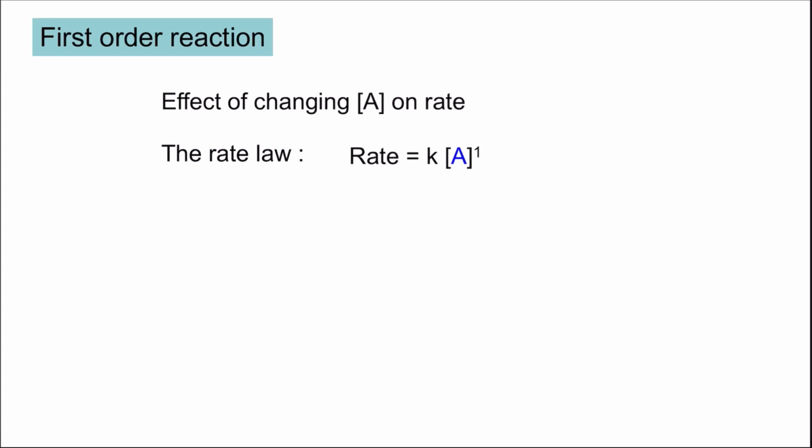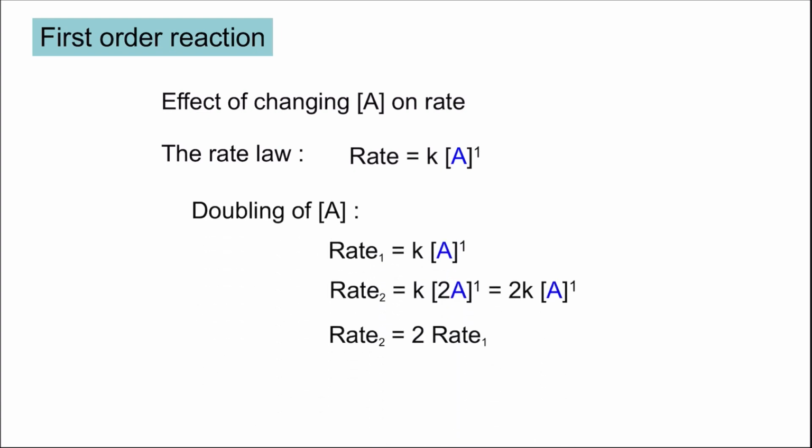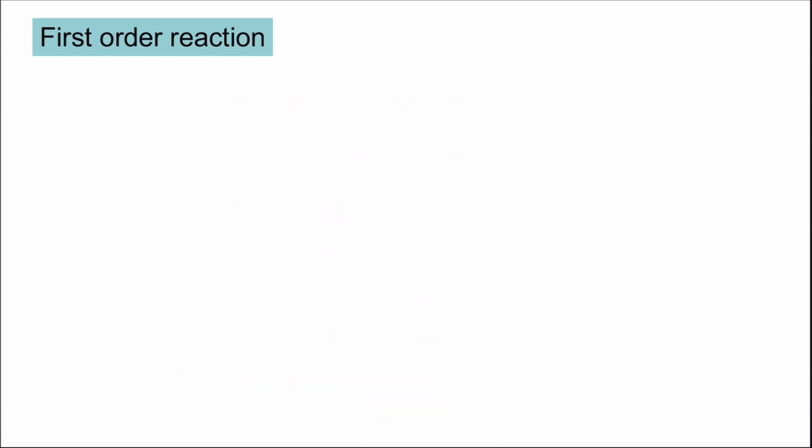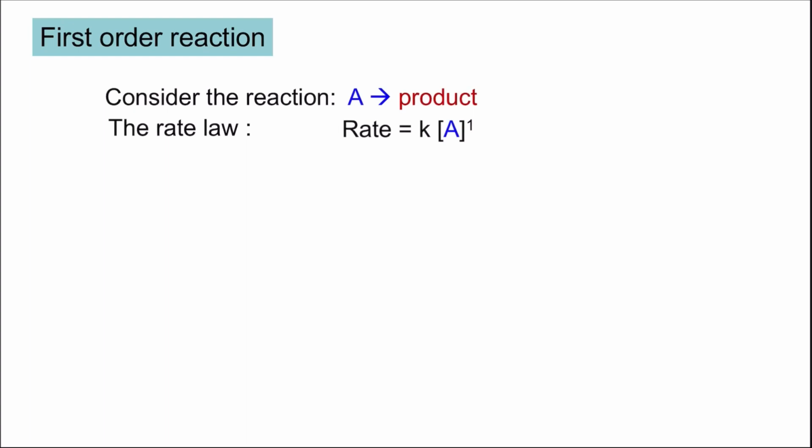Kalau saya double the concentration of A, let's say yang pertama macam ni. Kalau saya double untuk rate yang kedua, nilai dia 2[A] dalam concentration. So, dia punya nilai akan jadi 2 kali ganda. So, kita boleh conclude rate 2 adalah bersamaan dengan 2 kali rate yang pertama. So, dekat sini, apa yang kita boleh conclude, rate is dependent on concentration of A. Kalau awak double concentration A, maknanya awak akan double the reaction rate. Macam mana kita nak draw the graph for first order reaction?